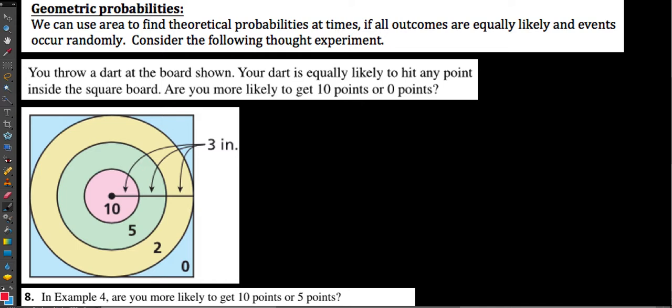Okay guys, in this video we're going to be exploring the concept of what we call a geometric probability, which is a form of theoretical probability, but as you might guess, it gets its name from the fact that we're going to be using shapes involved here.